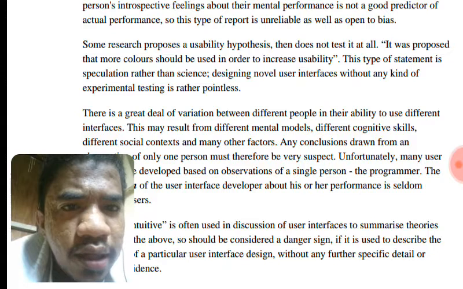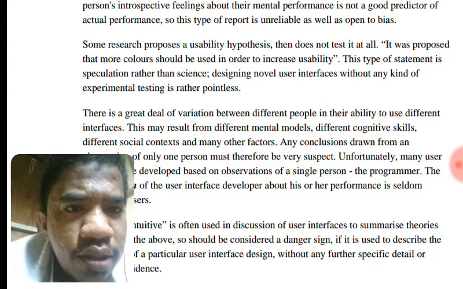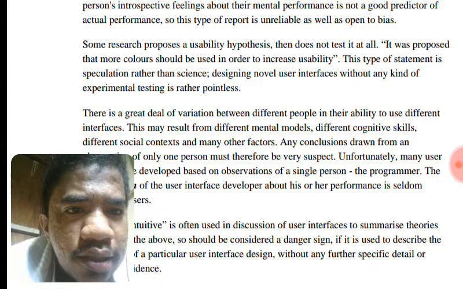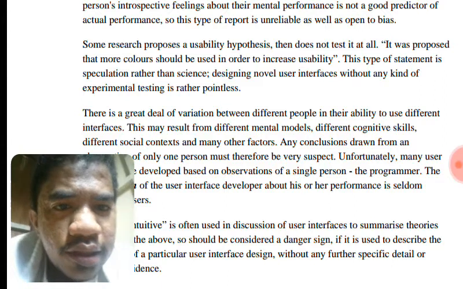Some researchers propose a usability hypothesis but then do not test it at all. It was proposed that more colors should be used in order to increase usability. This type of statement is speculation rather than science. Designing a novel user interface without any kind of experimental testing is rather pointless.